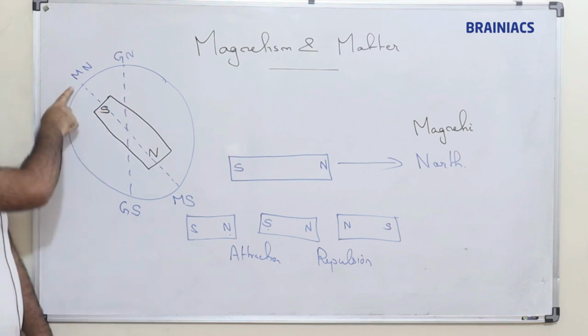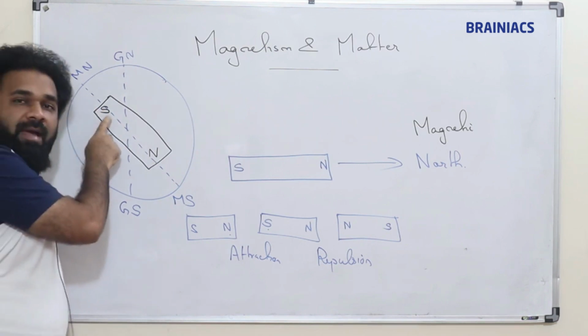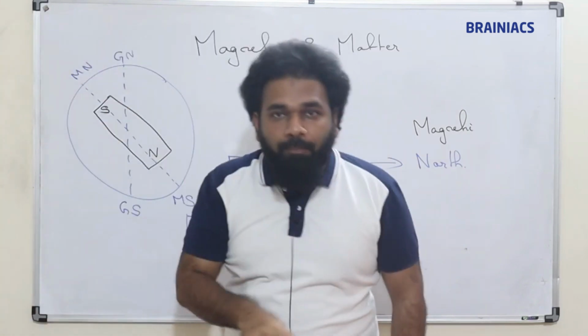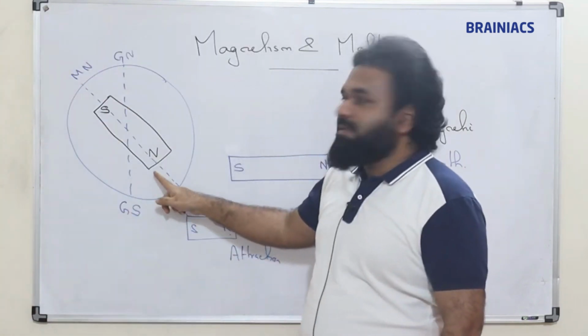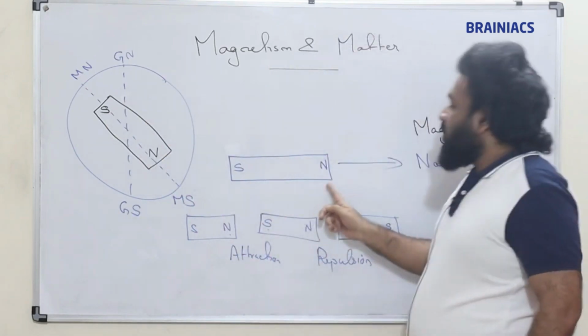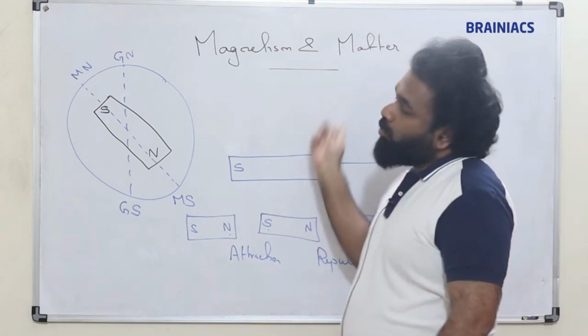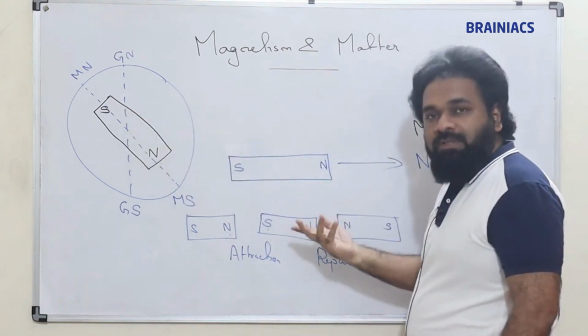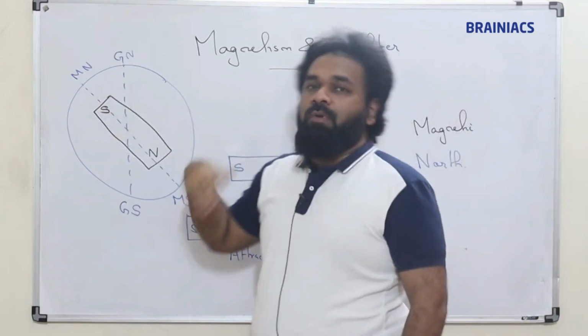We call the south pole of the magnet as magnetic north. Name is given like that. But property wise, actually this side is north and this side is south. So when the north pole is pointing towards magnetic north, it is actually going towards what? Actually south. Okay, all these things we will discuss.